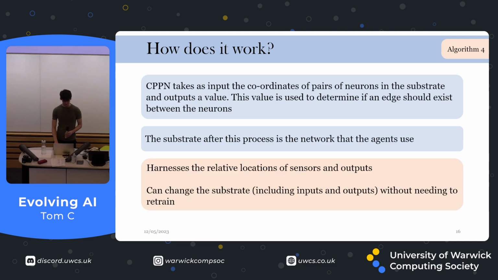The benefits of HyperNeat is that it's able to harness the relative location of sensors and outputs. It has a better understanding of sensors that are next to each other and that are taking information next to each other. Therefore, it can recognize that 2 inputs that are reading from the same place are more meaningful together than 2 from 2 separate locations. Additionally, because of this indirect representation, we can change the substrate without having to retrain the network. The CPPN can work on a different substrate with a relatively guaranteed fitness.